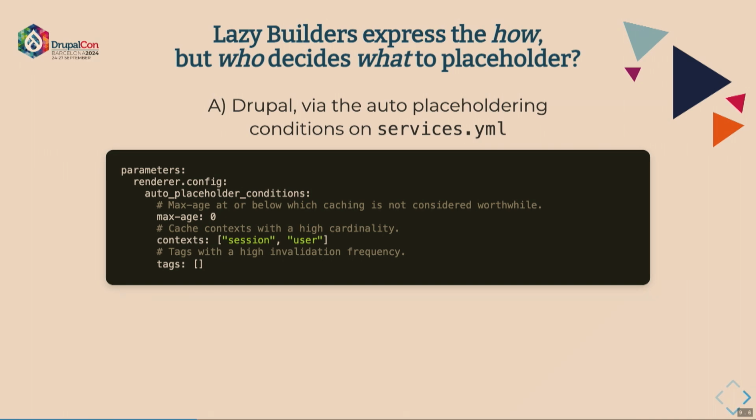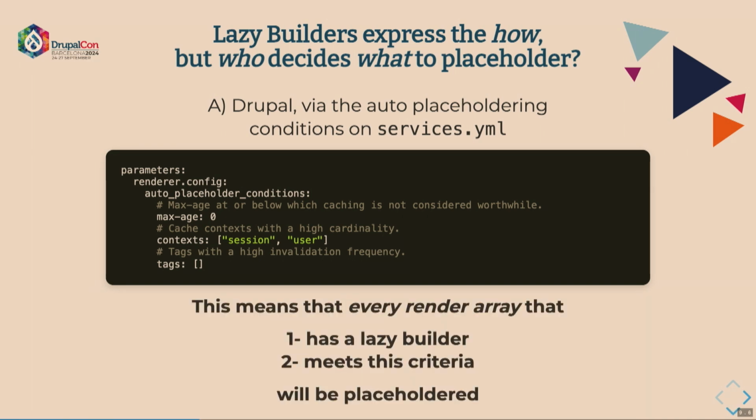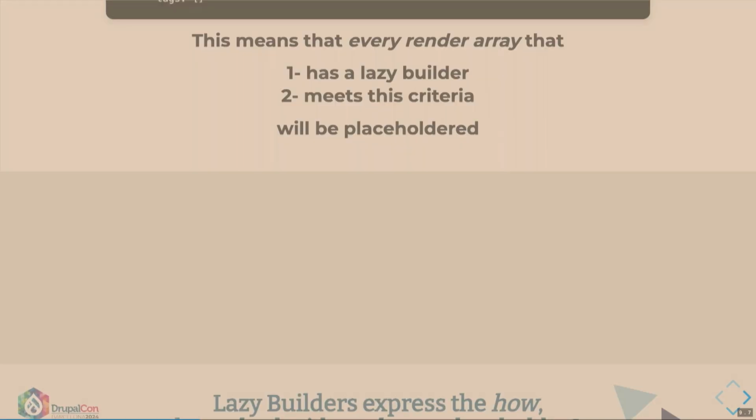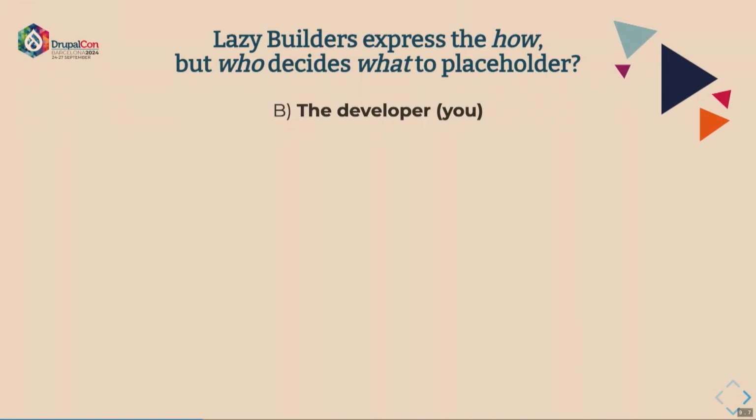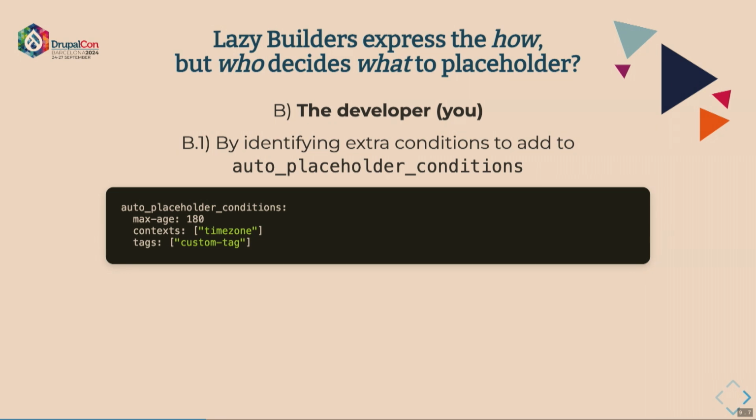That should be placeholder. And this means that when the renderer of Drupal goes through all of your render arrays, if it finds a lazy builder and cache information that meets this criteria, you will get a placeholder, always. This is in the core. This doesn't depend on the cache modules or on the BigPipe. This happens always, okay?